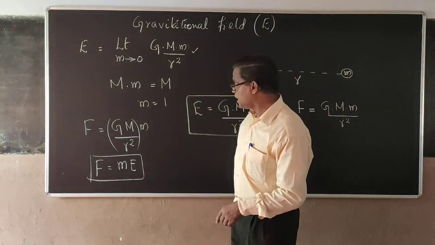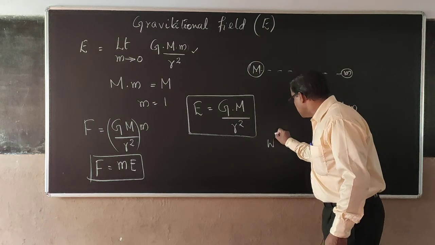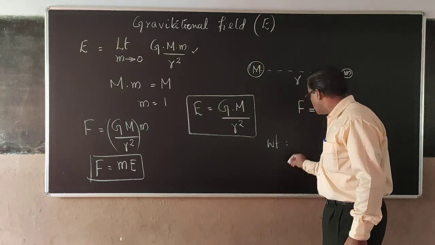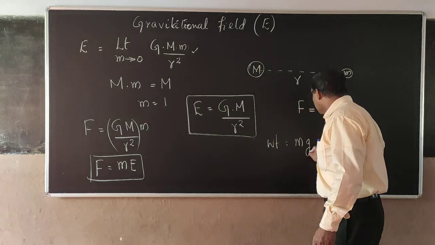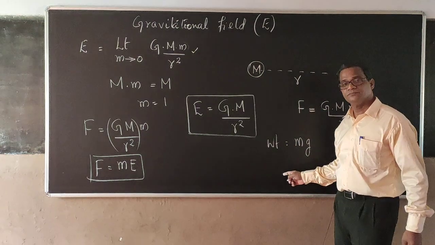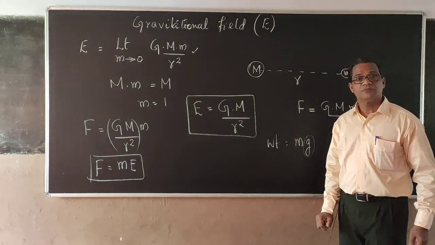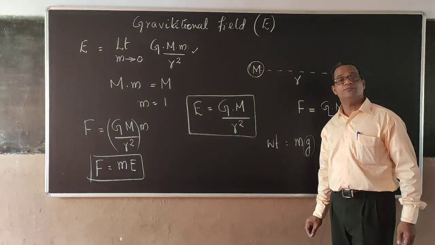Alright? And that is how you have the weight of a body equal to m into g. Getting the idea? So this g is acting as what? The magnitude of field at that point due to M.